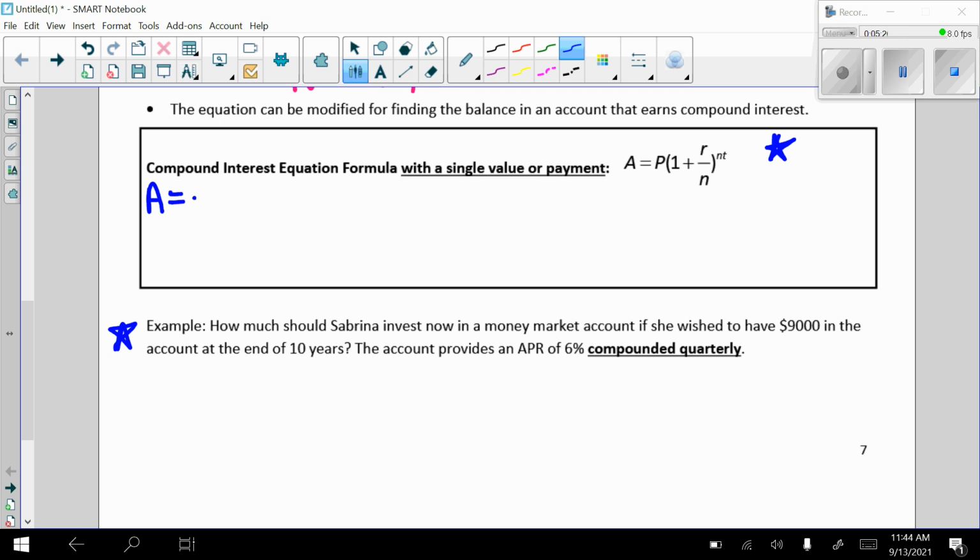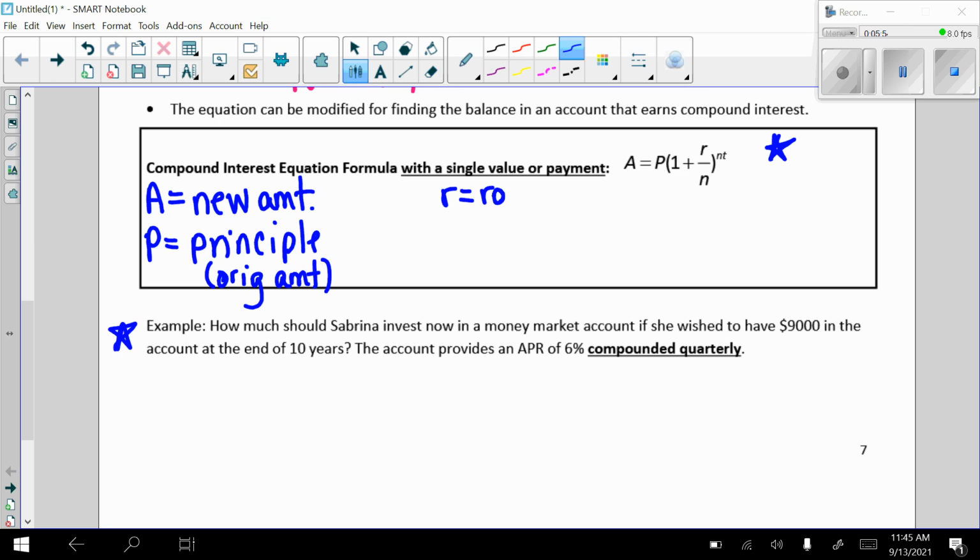A will be the new amount of money. Okay, so the new amount. And P is what we call the principal. And that is really the amount of money that you put in the bank at the beginning. So that's like the original amount or initial amount. Okay, this is a specific example to finances, so that's why we have these variables. R is the rate, just like it was before, percent to decimal, don't forget that.